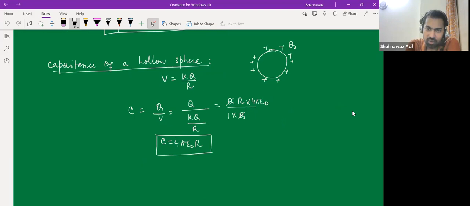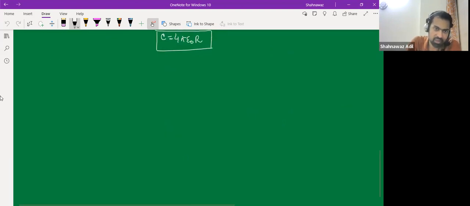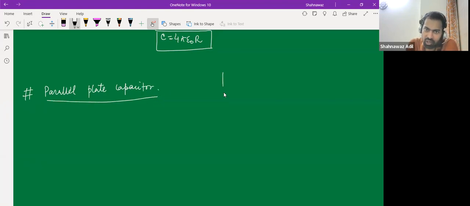Okay, so now let us talk about the parallel plate capacitor in more detail. So we have a parallel plate capacitor. We have this plate which is positive, right? And this is negative. Positive is connected with positive and negative is connected with negative. So in this we have some V volt.